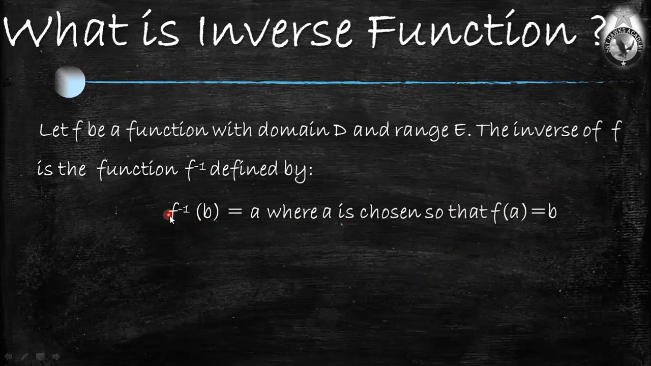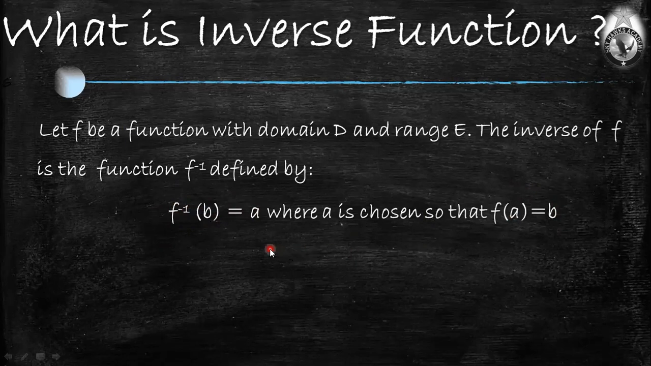What I mean to say is, originally this was f of a is equal to b, or the value of the function at a point is equal to b. Or in other words, we can say that a is projected to b. But if we are looking for the inverse, then f inverse of b is equal to a. So it's coming in the reverse direction: now b is going to a, as a was projecting to b.